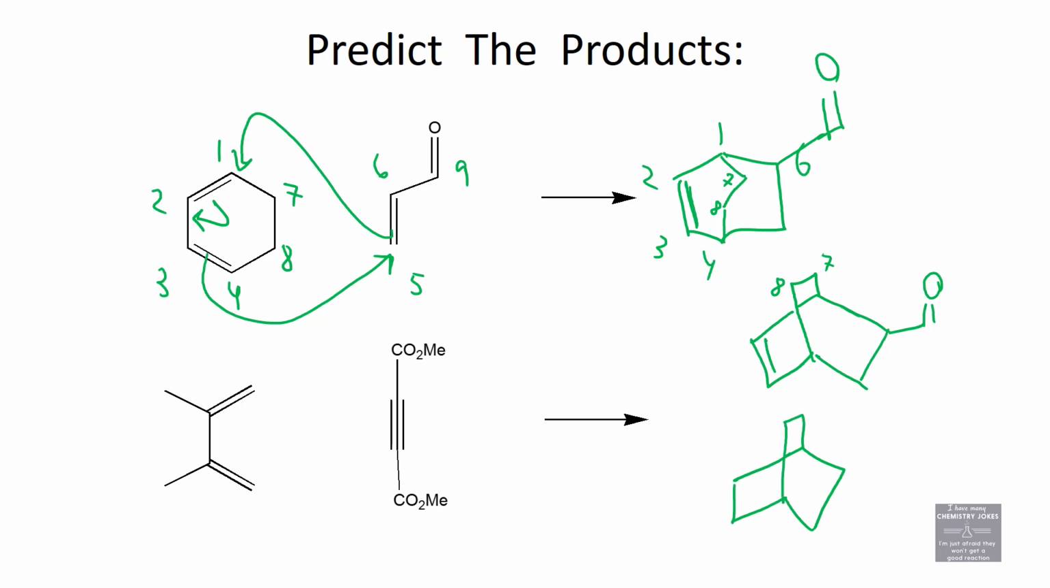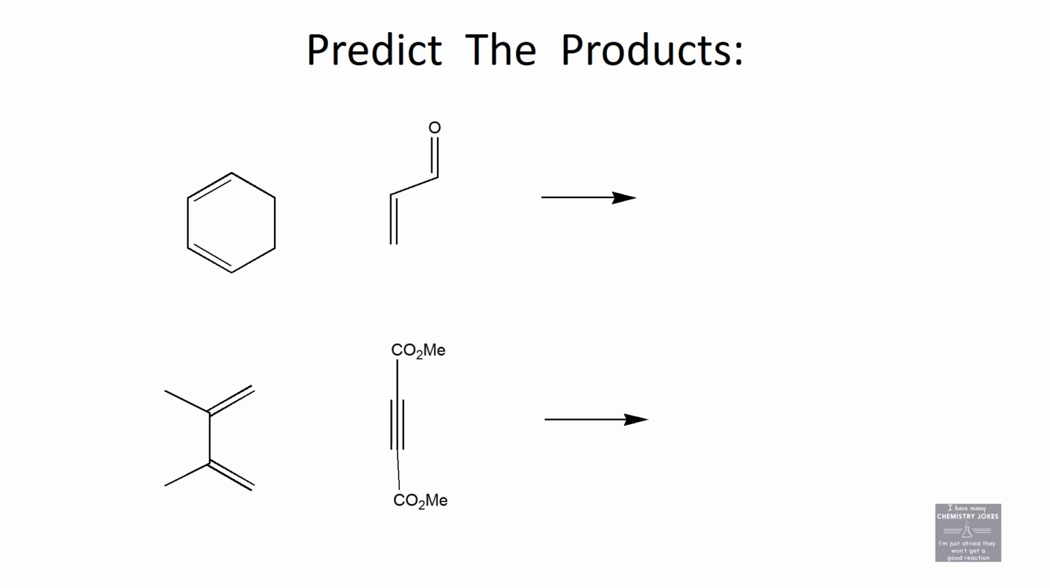The endo product would look like this, where that carbon of your aldehyde is pointed straight down instead of sort of out. It would make both endo and exo products. Those products are diastereomers. Whew.